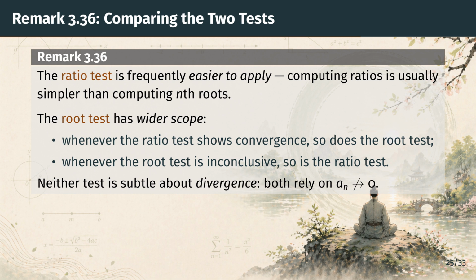One more remark. Neither test is subtle when it comes to divergence. Both detect divergence only in the crude way, by noticing that the terms fail to tend to 0. Next, the theorem that justifies the comparison.